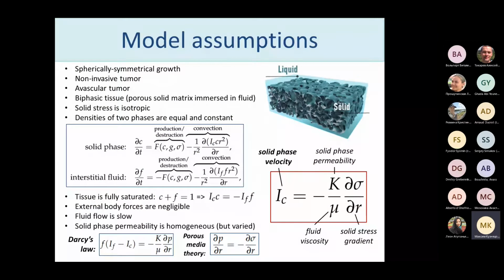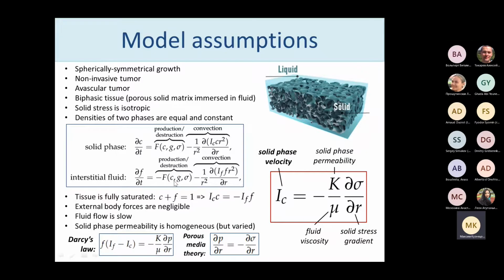Not surprisingly, such model contains a lot of assumptions at this stage. First of all, it considers spherically symmetrical growth of a non-invasive avascular tumor in normal tissue, so it has clear borders and there are no capillaries inside it. Tumor and normal tissue consist of porous solid matrix with volume fraction C and interstitial fluid that is able to flow through the pores with volume fraction F. Solid phase can be locally produced, for example, by tumor cells proliferation with the use of interstitial fluid and substances dissolved in it as a source of mass.